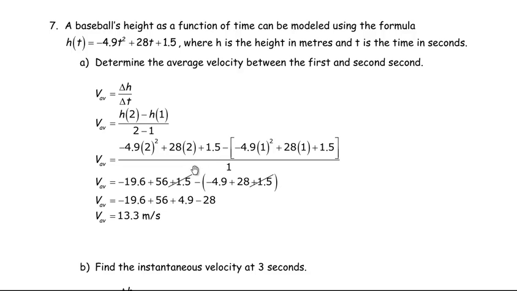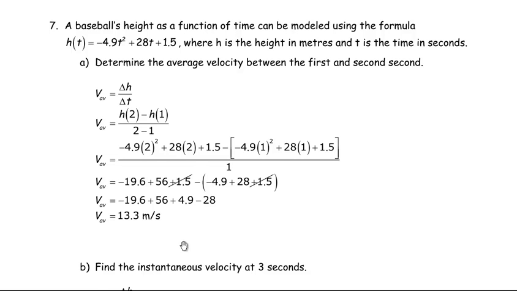I'll explain in a second why I crossed the 1.5 off. 1 squared is 1 times negative 4.9 is negative 4.9. And 28 times 1, of course, is 28, 1.5 here. When I take the brackets off, all the signs here are going to change. So there's a positive 1.5 here, so it's going to be minus 1.5. So that's why I crossed those off, because those would add to 0 or subtract to 0. This would, of course, become plus 4.9 and minus 28. So negative 19.6 plus 56 plus 4.9 minus 28 works out to 13.3. And the units would be meters per second, because height is in meters and time is in seconds.